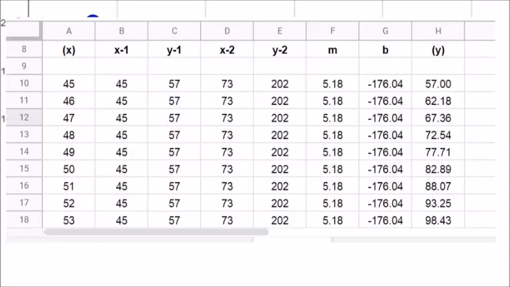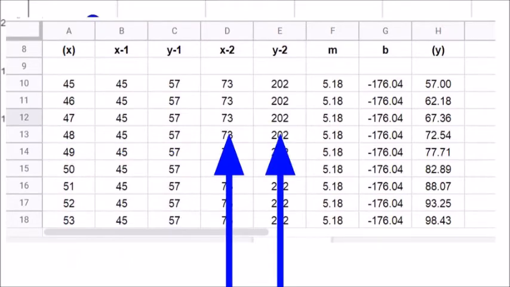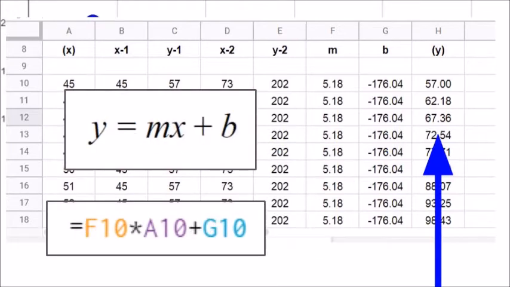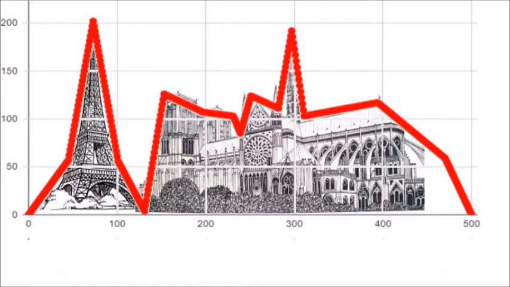And here they are in a spreadsheet. The x values from one point to the next, from here to there. A calculation for m, and for b, and for y. Now graph x and y, and there you go. Not great, but pretty good. And this is the outline I will build with waves.